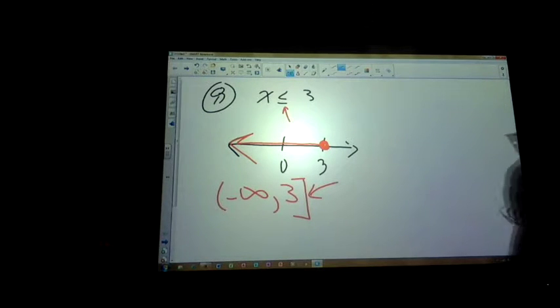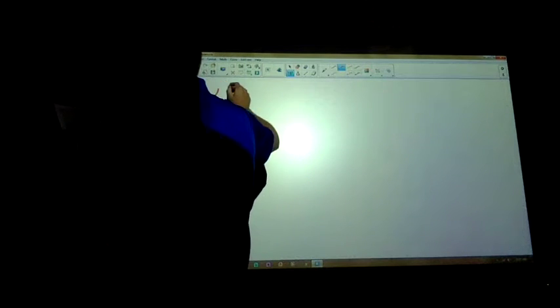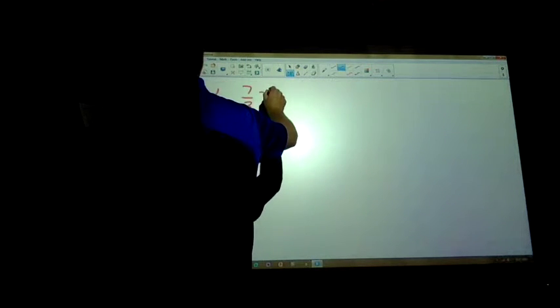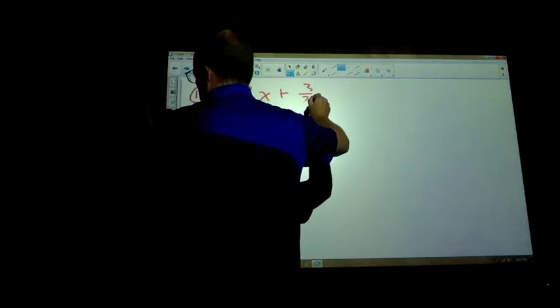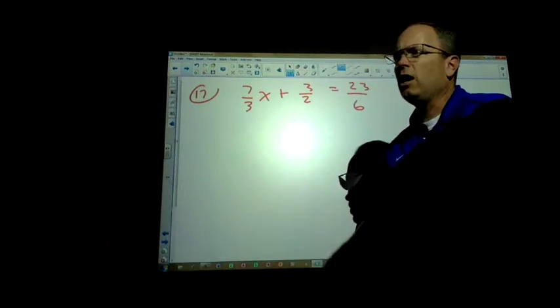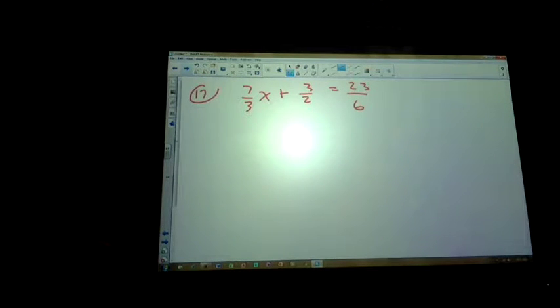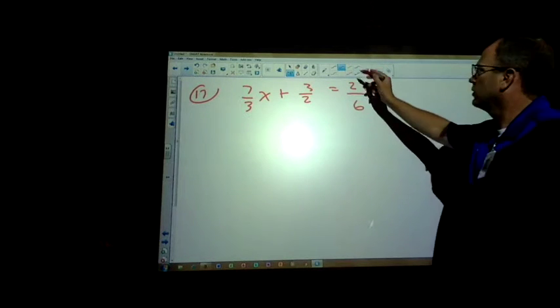Number 17? All right, 7 over 3x plus 3 over 2 equals 23 over 6. So this is just an equality. Let's get rid of the denominators first. What should I multiply all 3 by? 6 over 1. Good.